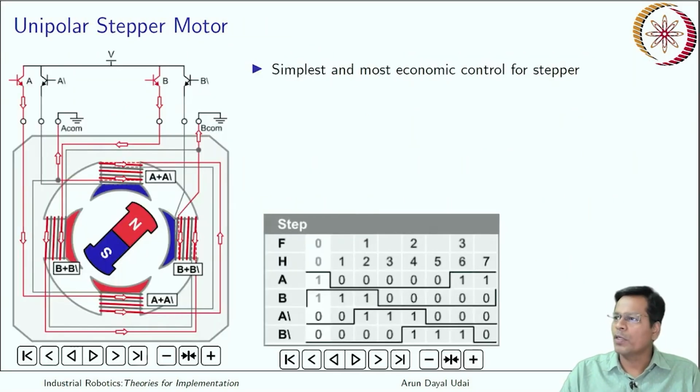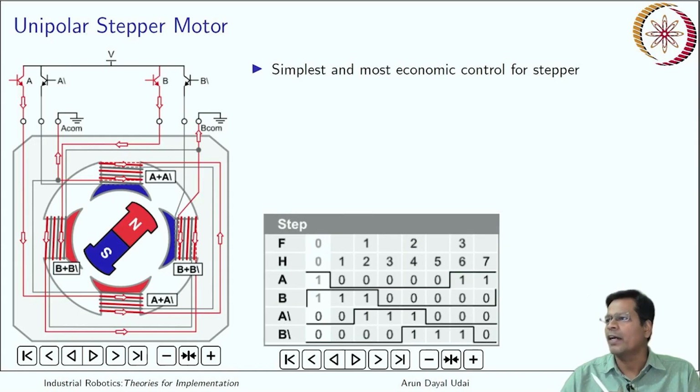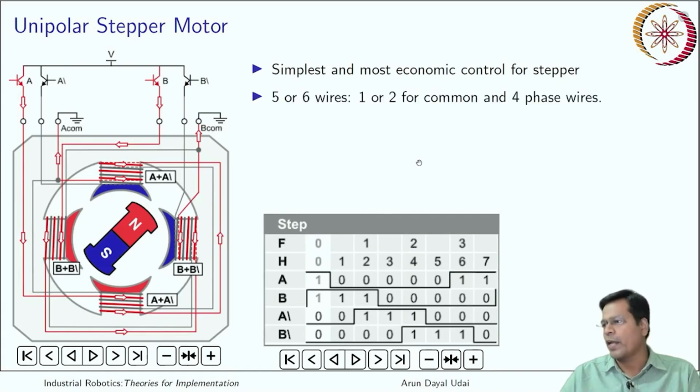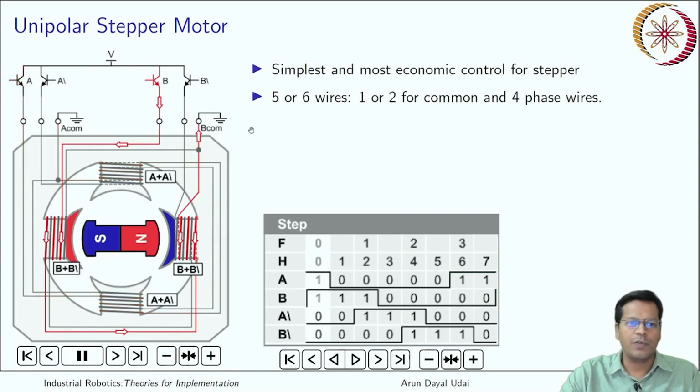So yes, unipolar stepper motor is one of the types of stepper motor. Let us discuss this. This is one of the simplest of its kind, and it is the most economical type of stepper motor, and it has 5 or 6 wires. 1 or 2 which is here are the common ones. If you can see my cursor, yes, it is this one and this one.